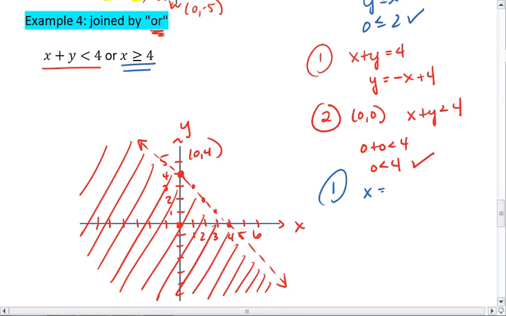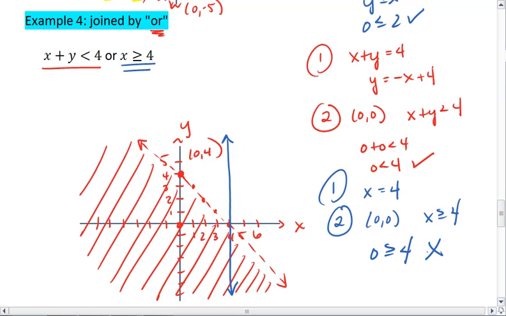For our second equation, we get a vertical line at x equals 4, and it is a solid line since the original equation is greater than or equal to. For a test point, we can test the origin since that does not lie on the line. So we'll use 0 greater than or equal to 4, which is false, meaning the blue is shaded on the opposite side of the origin.